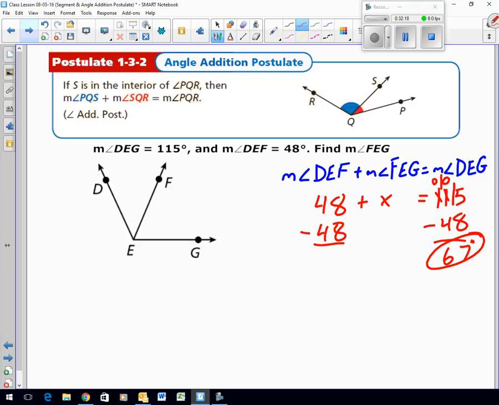Now, if I put 67, does that answer the question that was asked? Scarborough, what question did I ask? What is FEG? Is this FEG? Yes. So is this answering the question that was asked? See how confusing it can be? Yeah. Right? Okay. This answers the question that was asked.